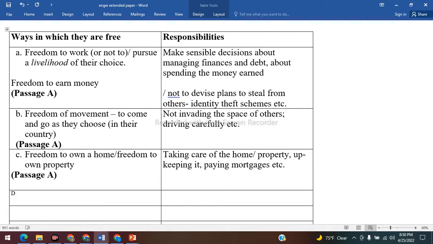Next one is D. This one is the freedom of association, and that means the freedom to associate with people of their choice. Which passage do we get that from?